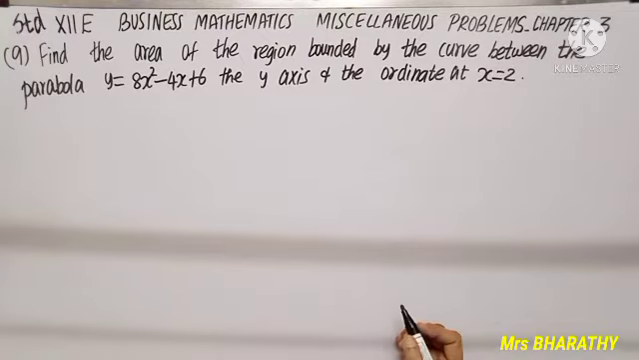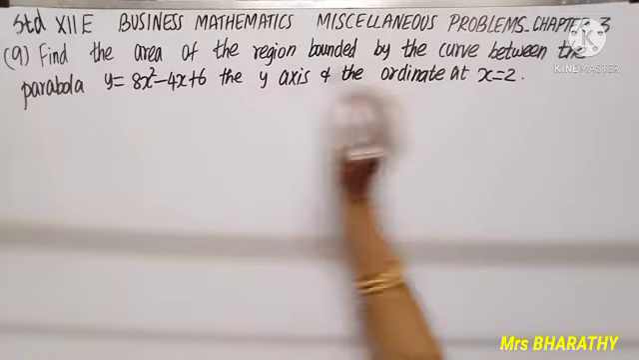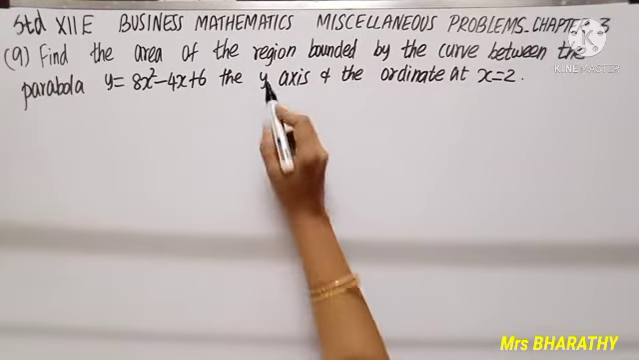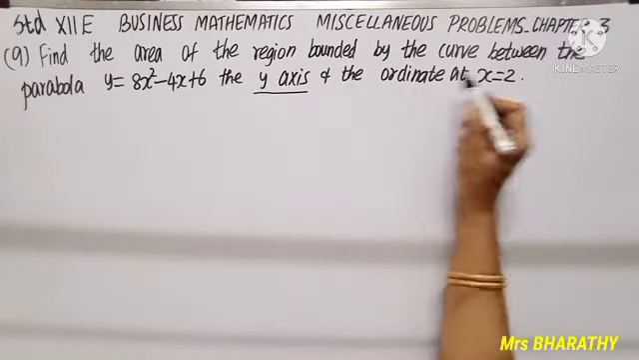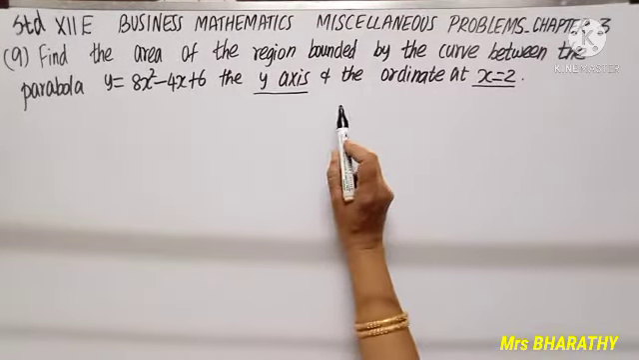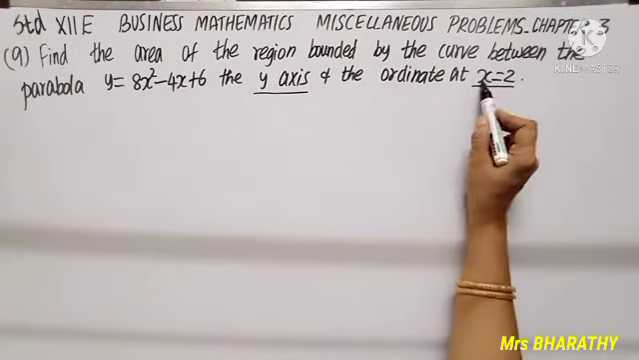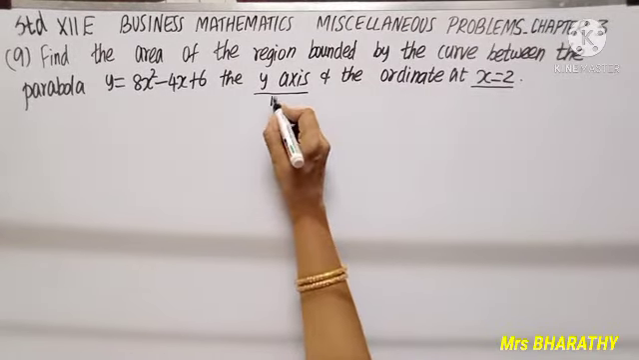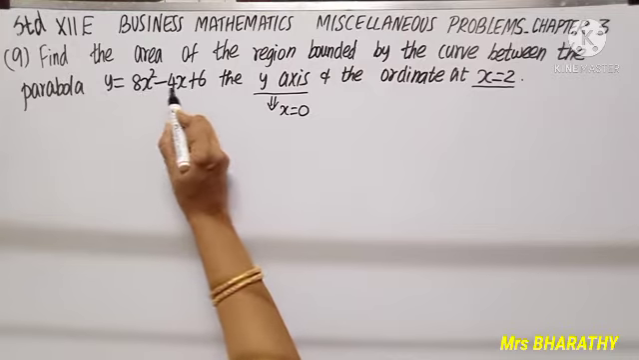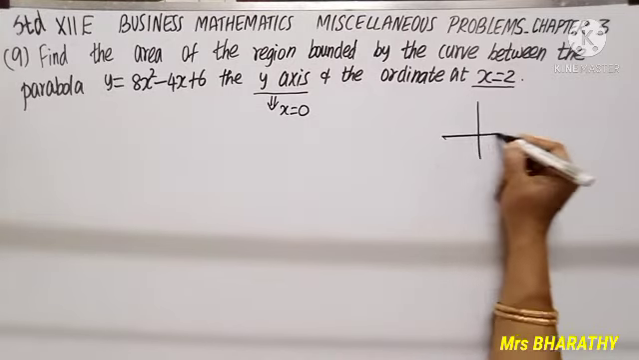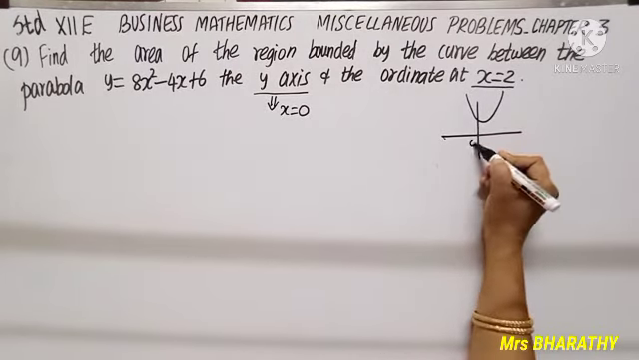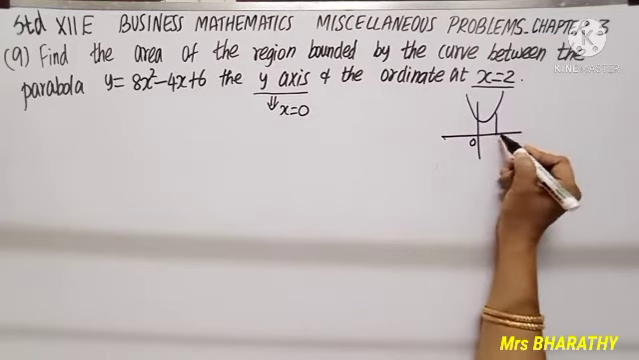Question number 9. Find the area of the region bounded by the parabola y equals 8x square minus 4x plus 6, the y-axis and the ordinate at x is equal to 2. To find the area, we need x limits. Ordinate at x is equal to 2. Y-axis tells me x is equal to 0. Y equals 8x square and so on. The curve will be opening up this way. We want between x is equal to 0 and x is equal to 2.